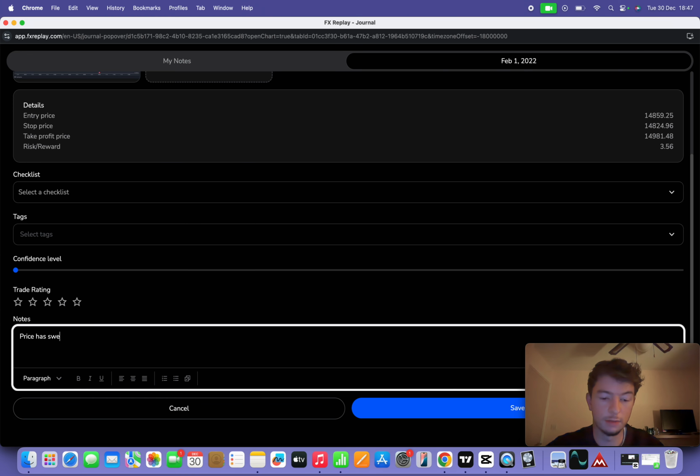Price has swept London and Asia low, coming up to 10 AM. Imbalances. FVGs both above and below. Timeframe. Previous daily AM, PMs.